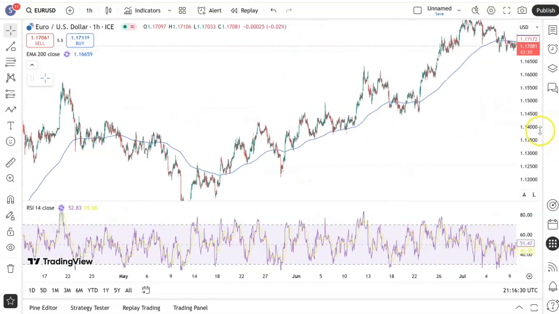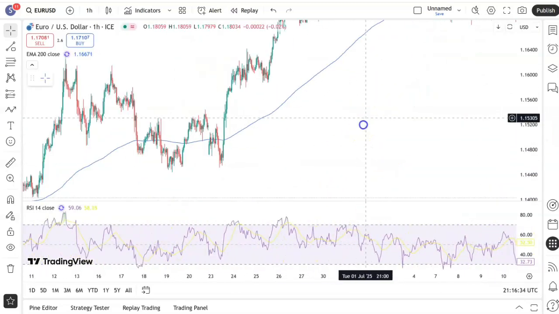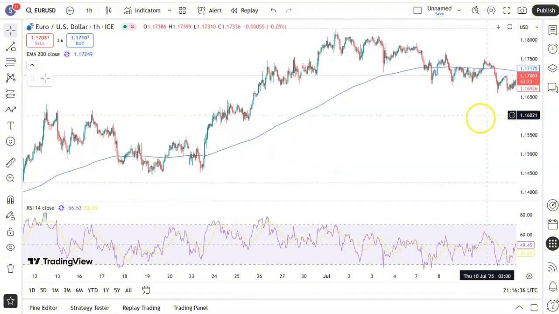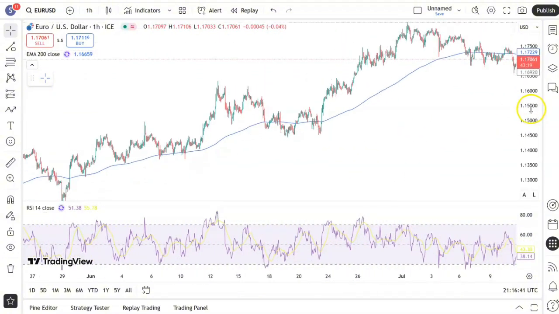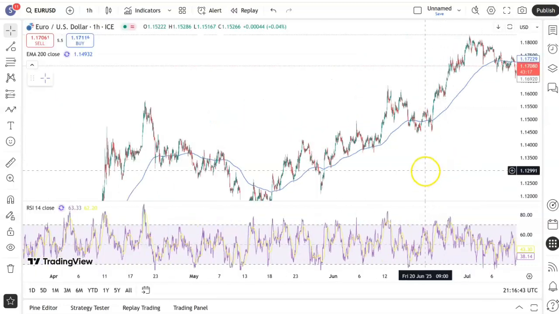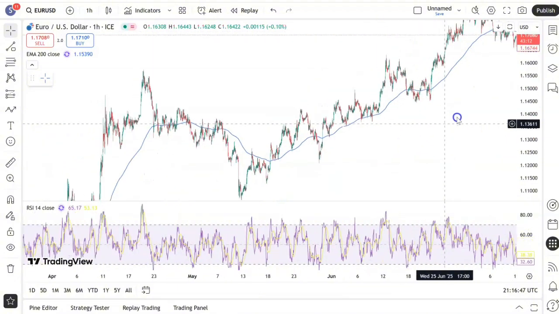So you can see how the market has been moving. Easily you can see this market has been trending up. So what you need to do now is try and get hold of a particular structure. Now, this market has been trending up.